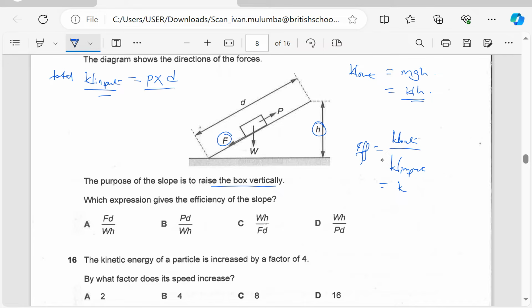So the output is W times H, the input is P times D. So this automatically makes the answer to be as simple as D.